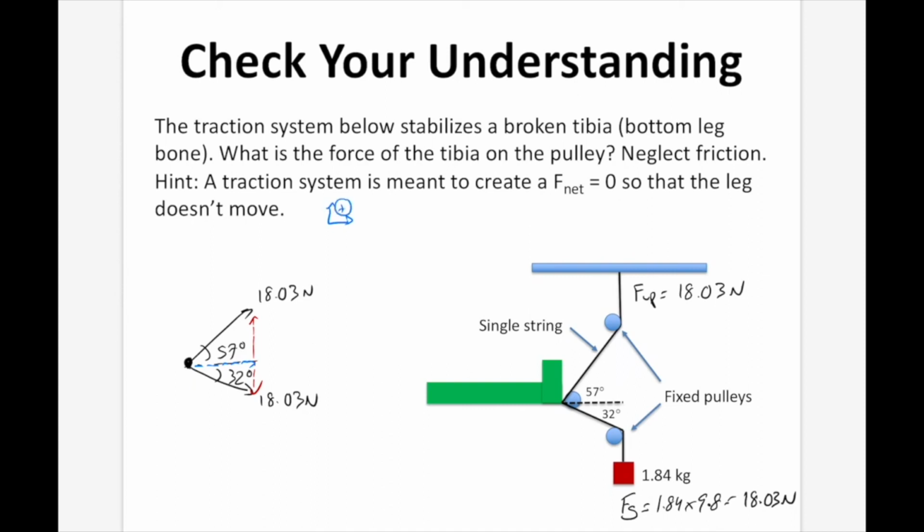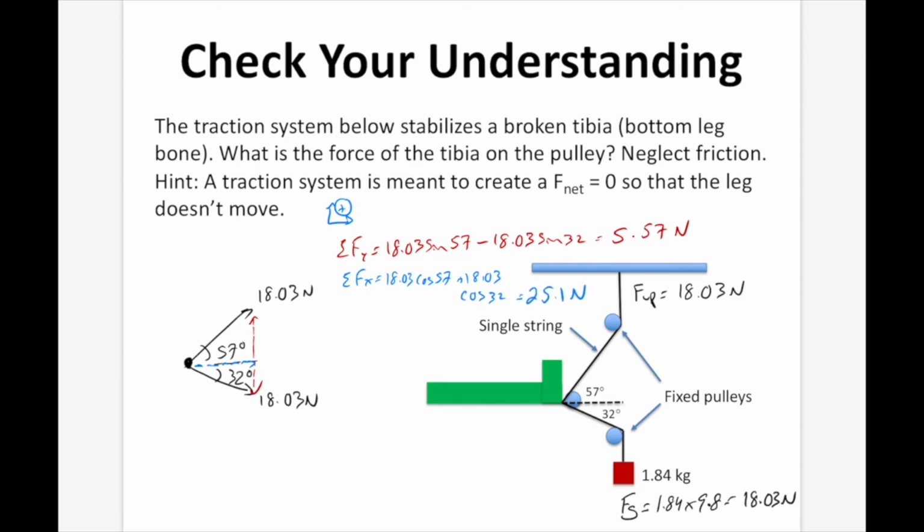So to find the sum of the y's, we're going to take 18.03 sine 57, and then we're going to subtract, because the next one's going down, 18.03 sine 32, and that equals 5.57 newtons. For the sum of the x's, we're both going to the right, so they're both going to be positive. It's going to be 18.03 cos 57 plus 18.03 cos 32, and that equals 25.1 newtons.